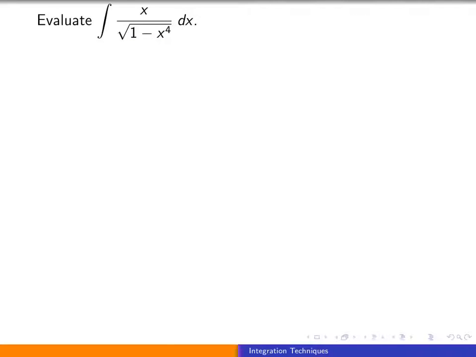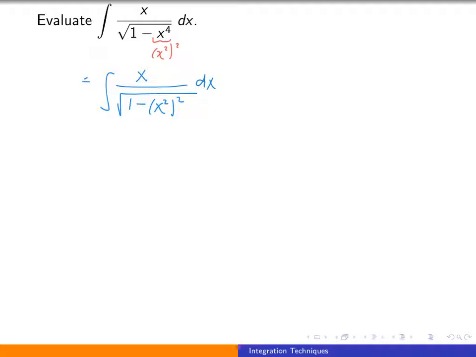Looking at that denominator, 1 minus x to the fourth, and thinking about what we have left over, this x dx. If we somehow wanted to use that x dx as a du, we would want our u to be x squared. So with that observation in mind, we can think of x to the fourth as being the quantity x squared, squared. And that allows us to see that there is maybe a substitution here that could work. So this is the antiderivative of x divided by the square root of 1 minus the quantity x squared, squared.